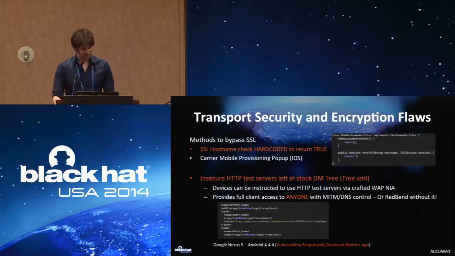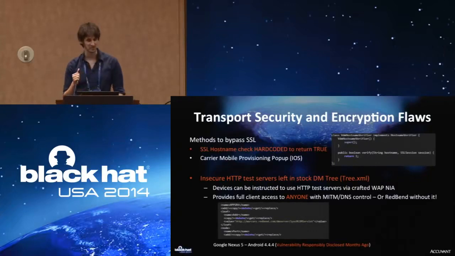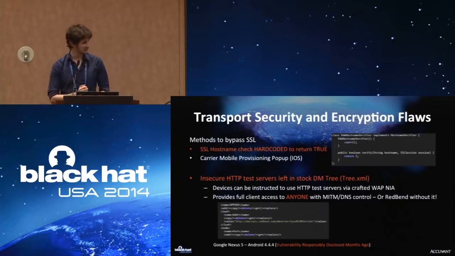In addition to that, they have an insecure HTTP test server left in their DM tree, which is one of the configuration files they use. If you just see that in a file, you say, they just left the test server, no worries. The problem is the protocol is designed so that by sending a WAP message, a WAP NIA, to a device, you can make it choose a certain network. By default, you have the secure one using HTTPS, but you can also force it to choose this insecure test server that is using HTTP.